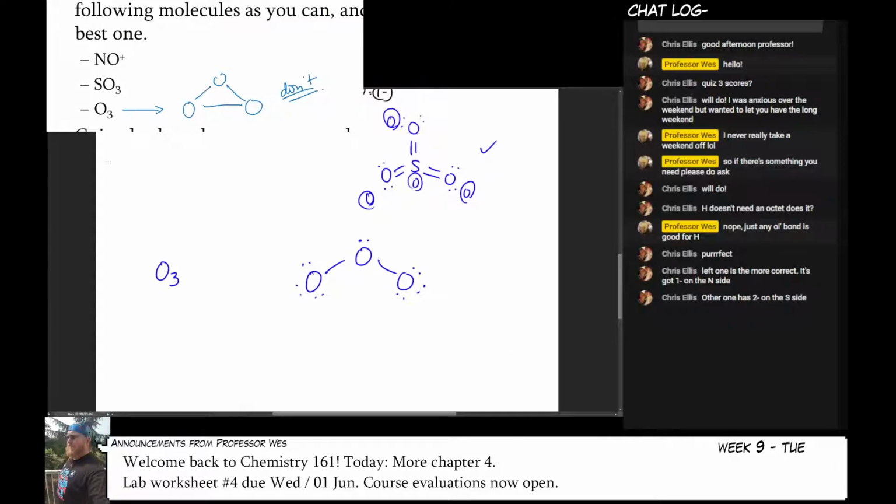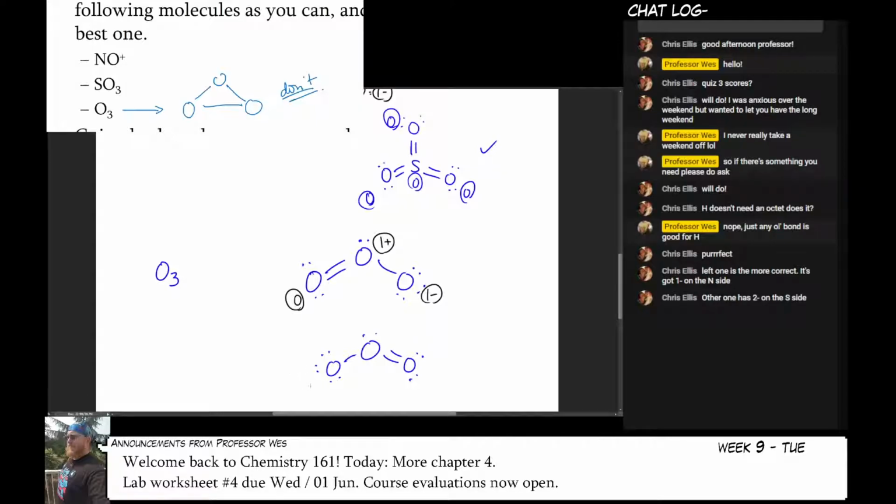I don't have an octet on oxygen. I need at least that. So we've got to make a double bond on one side. And then you might ask, well, why didn't I just do it on the other side? What does it matter? So we'll draw that one out too. And now we're going to do formal charges. So for formal charges, this is 0. This one's -1. And this one's +1. That's kind of gross, right?